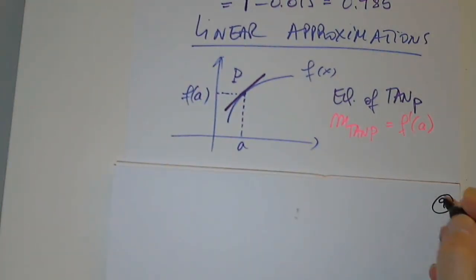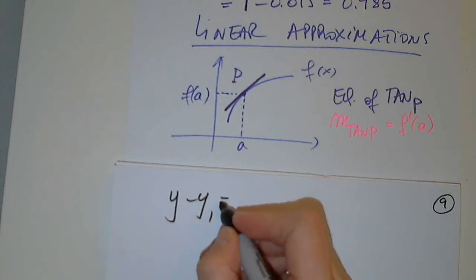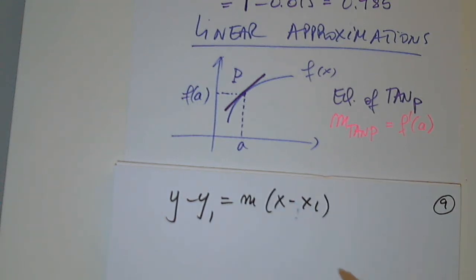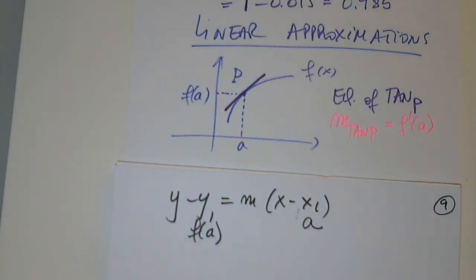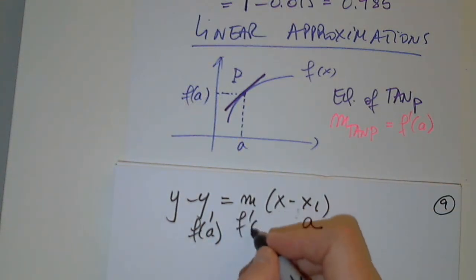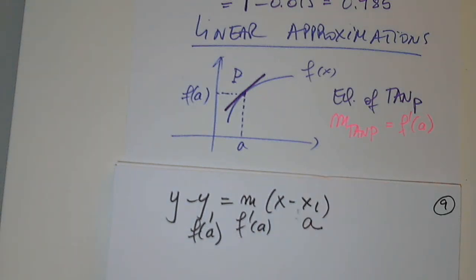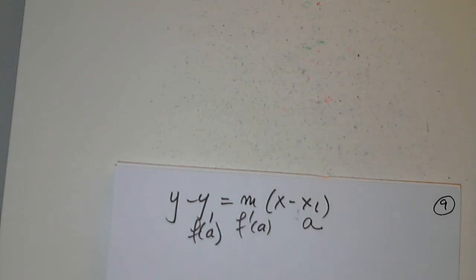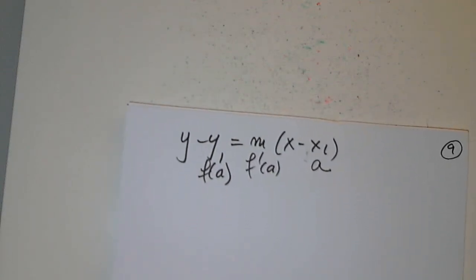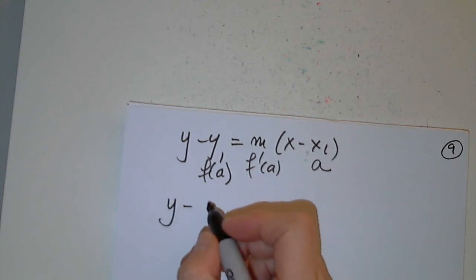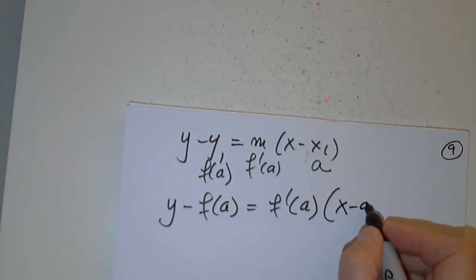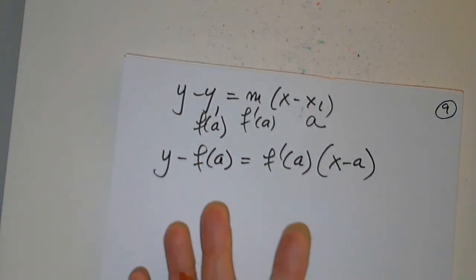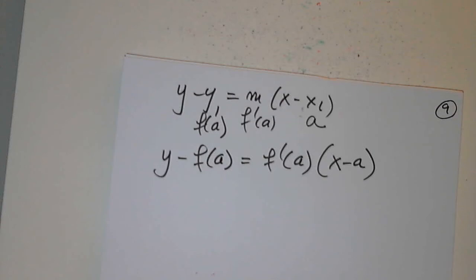I can determine the equation of the line. y minus y1 equals the slope times x minus x1, where a is x1, f of a is y1, and this is f prime of a. So I have everything. So far, so good? Okay, so then now I write y minus f of a equals f prime of a times x minus a.